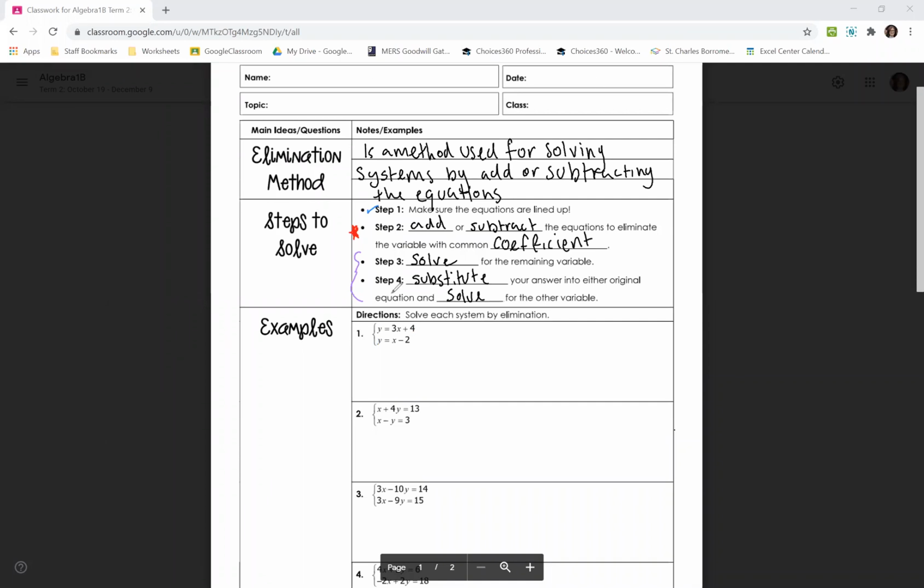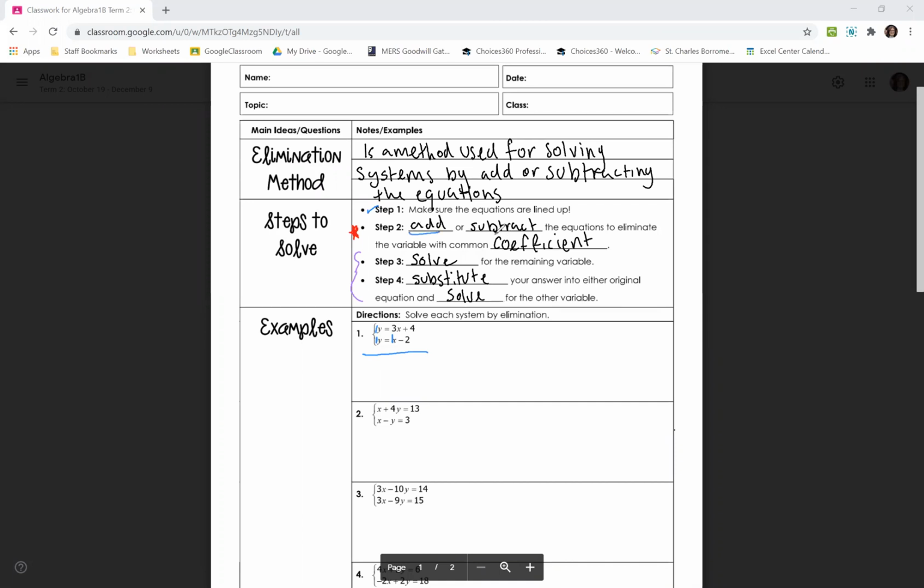Step 2, okay, we're going to find in these examples that a pair of your variables already have common coefficients, okay? Now, looking at the x's, this x has a 3 and this x has an imaginary 1, right? An invisible 1. So those aren't the same, okay? But here, the y's, they both have a common coefficient. That coefficient is 1. So let's see if we can combine these equations in a way that those y's will disappear, okay?